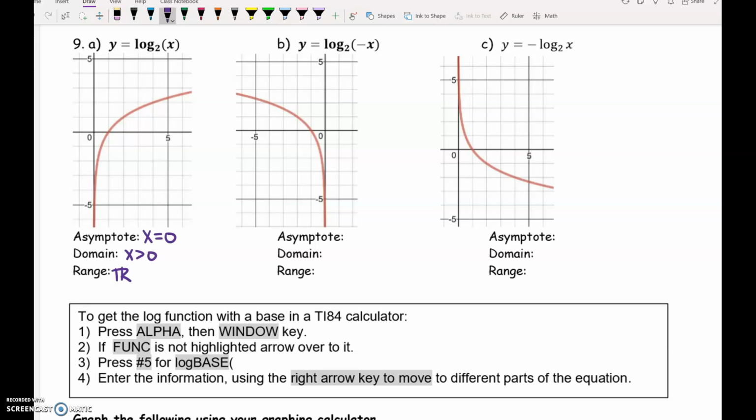The only difference between A and B is that there's a negative inside the parentheses. A negative inside the parentheses is going to flip the graph over the asymptote and make this on the left side of the asymptote instead of on the right side. It hasn't changed where the asymptote is, but now the domain is going to be x is less than 0 because the graph is on the left side of that asymptote.